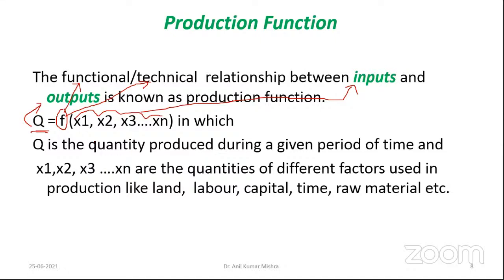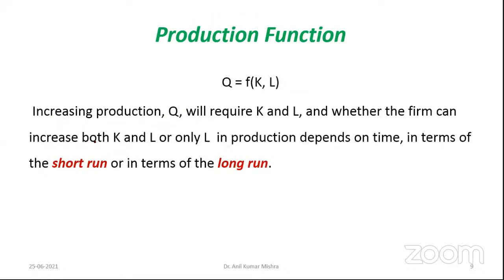And output, you know, is of different types, whether you produce products or produce services. If you produce goods, then goods are treated as the output. If you produce services, services are treated as the output. So when we convert those inputs into output, that is called the production function. The functional relationship between input and output is called the production function. Let's say, instead of x1, x2, x3, we take into account two input factors. One is labor and the second one is capital.